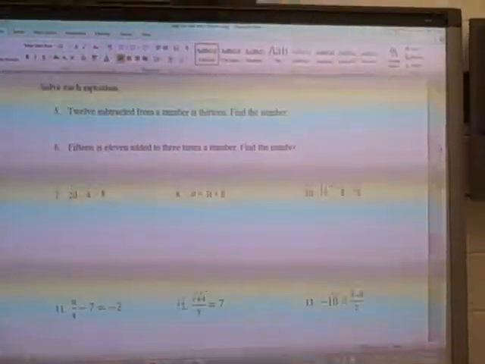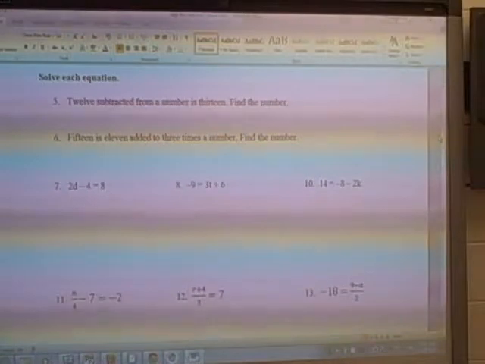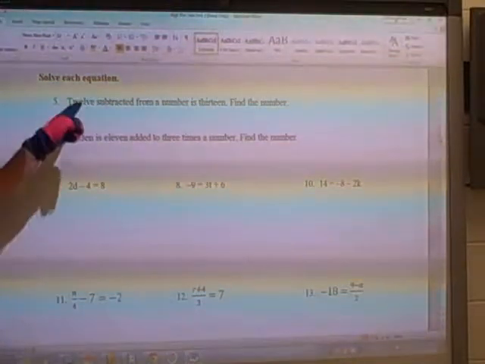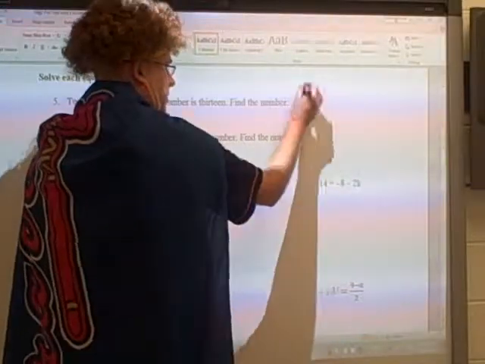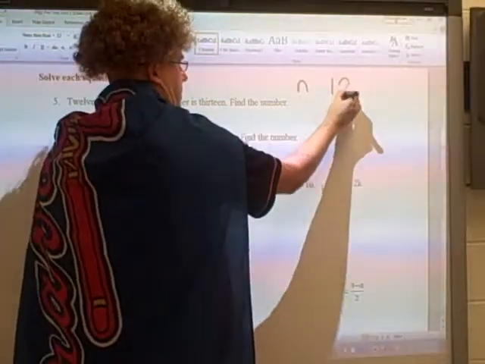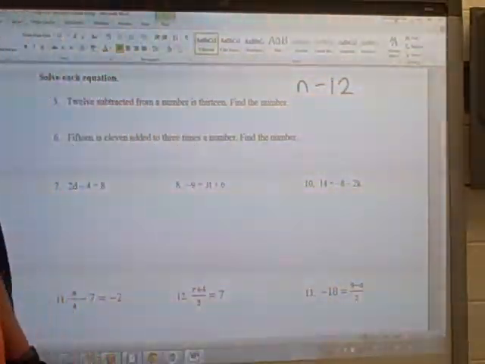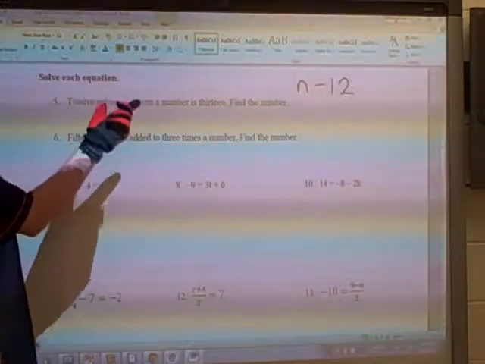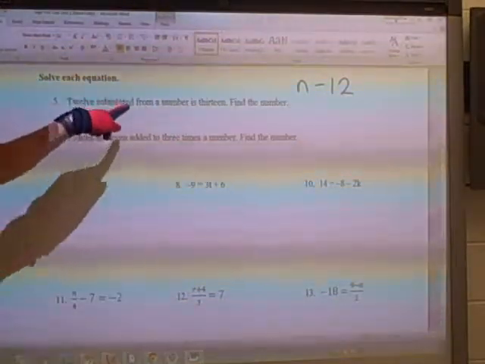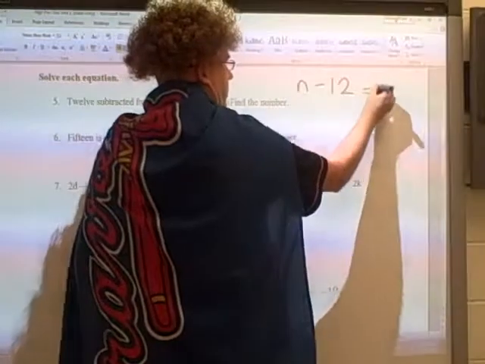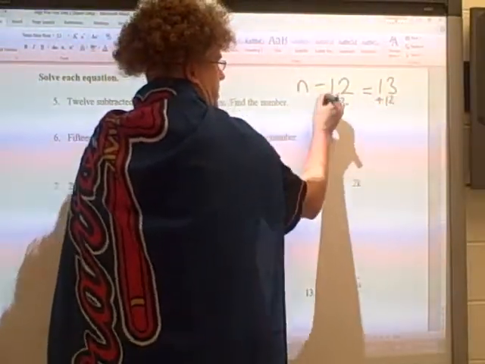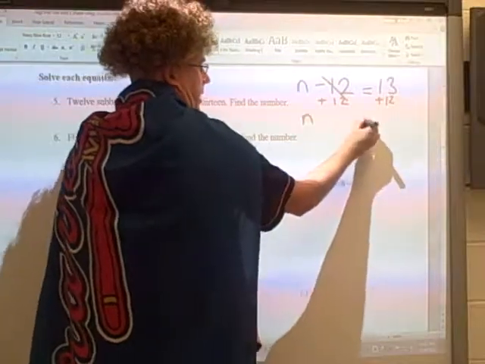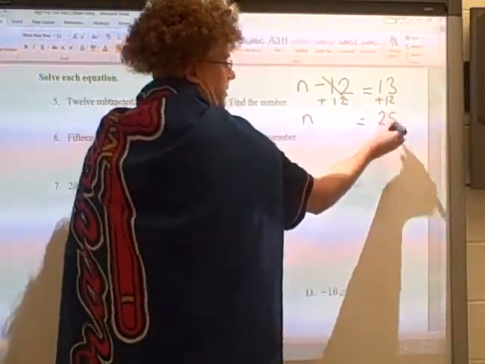Now, for question 5 and 6, we have to do the same thing we just did, but this time, we have to solve the equation as well. So 12 subtracted from a number. It doesn't tell us which letter to choose, so I'm just going with n for number. Is 13. And then to solve, we're just going to do the opposites. So they'll cancel, and 13 plus 12 is 25.